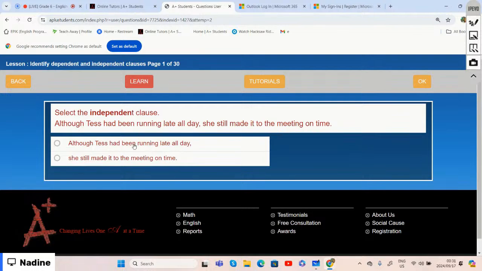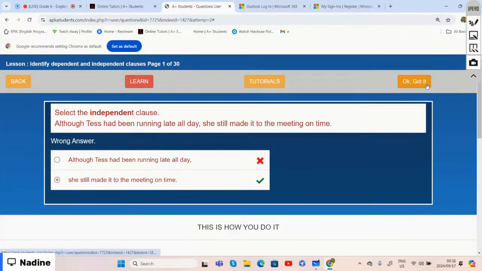All right, so someone's saying option one. Let's say option one. Look at the word although. Although is a subordinating conjunction, which means that this is a dependent clause. So she still made it to the meeting on time is the independent clause. I specifically chose that one to give you this example. Remember we said a dependent clause starts with a subordinating conjunction. It's words like although, while, if, before, and so on.